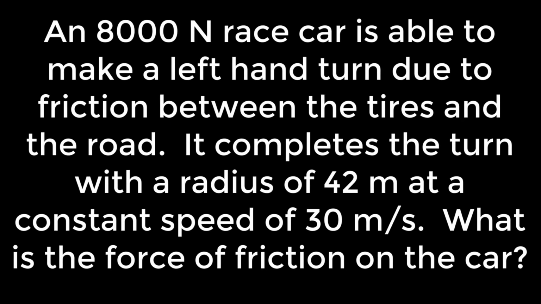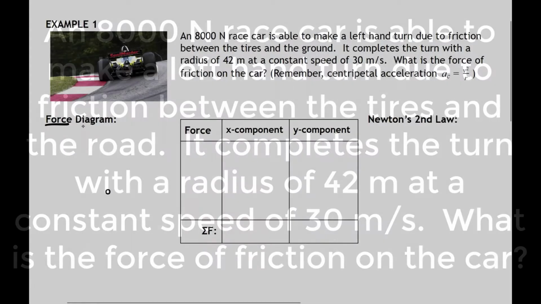An 8,000 Newton race car is able to make a left-hand turn due to friction between the tires and the road. It completes the turn with a radius of 42 meters at a constant speed of 30 meters per second. What is the force of friction on the car? Let's start with a force diagram.